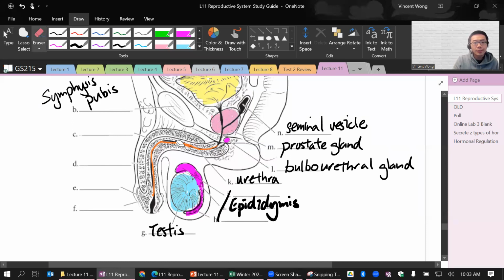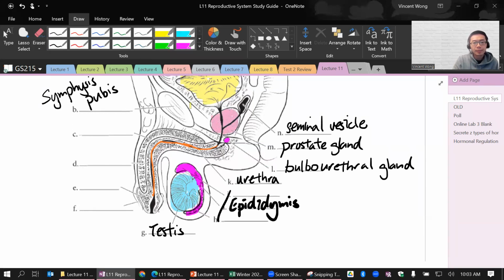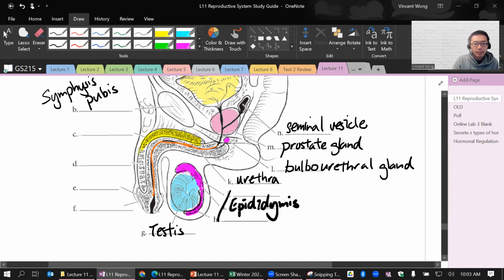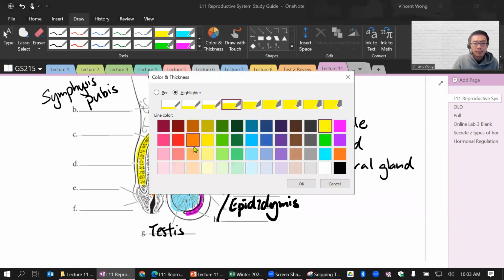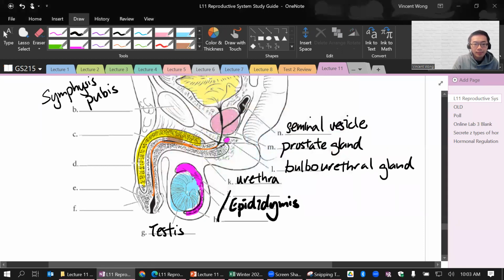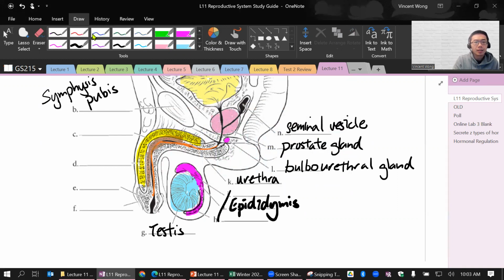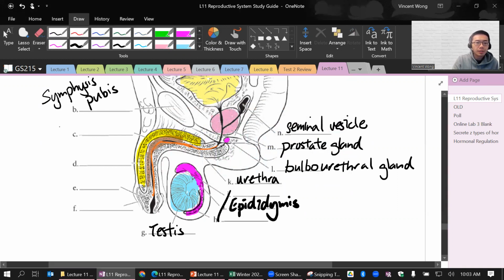Couple other things here, and then we're done. There is that. And then there is that. Okay. So that is called the corpus. Corpus just means a bundle. Corpus cavernosa. A bunch of cylindrical structures.